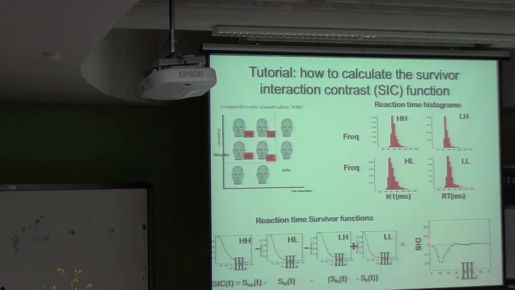Now, what is this function? It's negative pretty much all the time. And if we go back to the catalog, we can identify it as a parallel exhaustive process. So that's one way to do it.